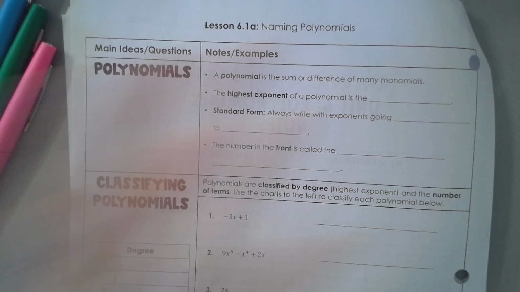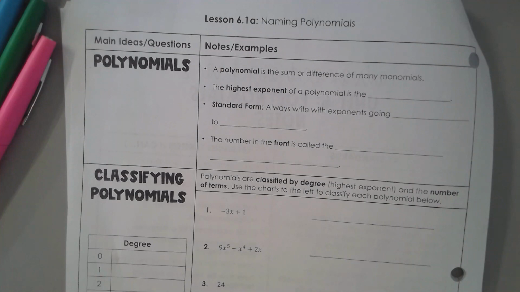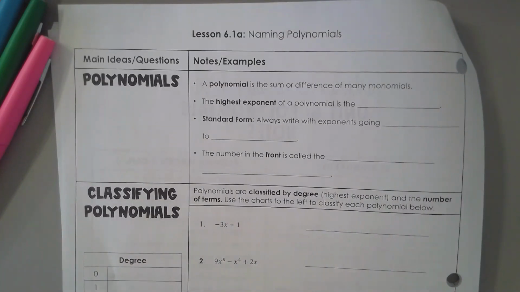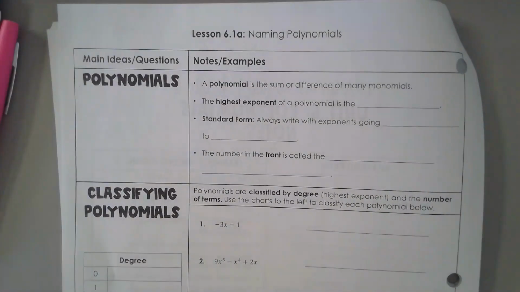Review of everything, and I've split it up into parts today. The first part is naming polynomials. There's a lot in it, a lot of different stuff, a lot of things.